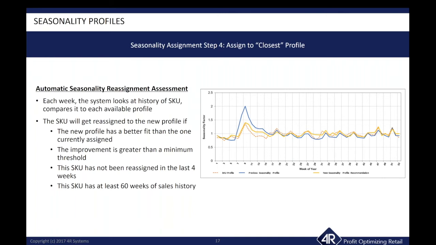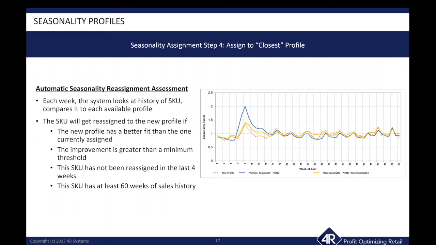And this SKU can be a candidate for reassignment to a new profile if, one, the new profile has a better fit than the current profile, and the improvement is greater than a minimum threshold. So for example, there's at least a 10% improvement benefit from switching from profile A to profile B. Two, the SKU has not been reassigned within the last 4 weeks, because we do not want to alter seasonality patterns too frequently.